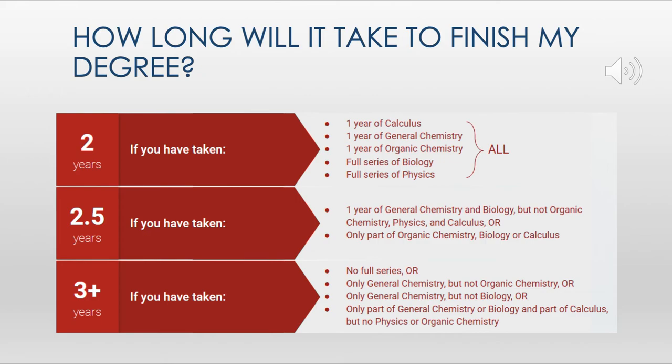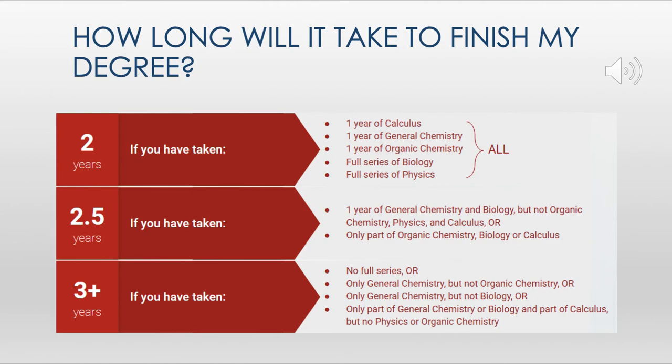3 years or more, if you haven't taken any of the full series, it's going to take you a hot minute to get out of here. Generally, I would say 3 or more years, depending on if you're willing to take summers. Maybe you only have general chemistry, but no organic chemistry, so you have a full year of organic chemistry to take. Maybe you have general chemistry, but no bio, which is another full year. Or maybe you have part of gen chem and bio, part of calculus, no physics or OChem. Then it's probably going to take you 3 or more years to get your degree.